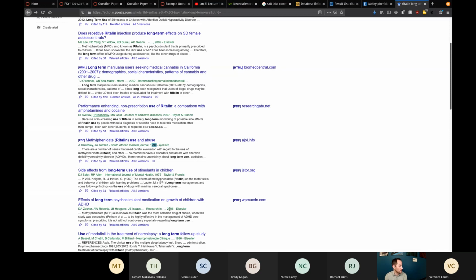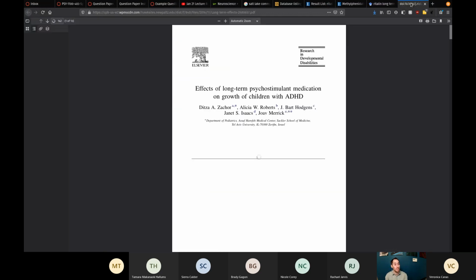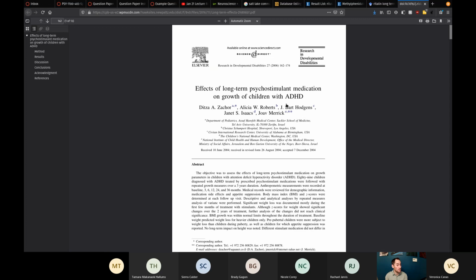So this one's a little bit newer. Long-term psychostimulant medication on growth of children with ADHD. So that one sounds really relevant. So growth. So here is their journal. Again, if you had the printed copy, this is what the page would look like. The title, the authors, where they're from. This actually shows you that it was peer-reviewed because it says they received it on this date.